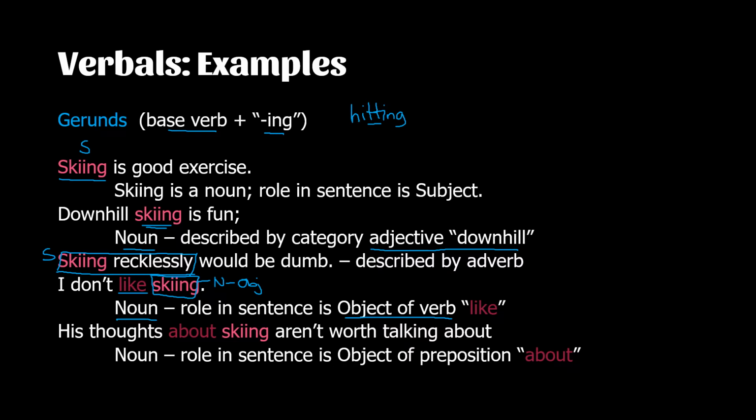Sometimes a noun is the object of a preposition. So about is a preposition, and skiing comes after it. That means that this gerund, skiing, is the object of about. His thoughts about skiing aren't worth talking about. So this is a noun with the role of object of preposition. We will be looking more at the role of object in more detail coming up.